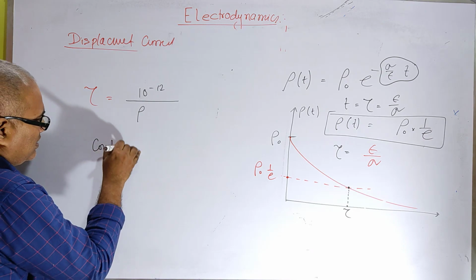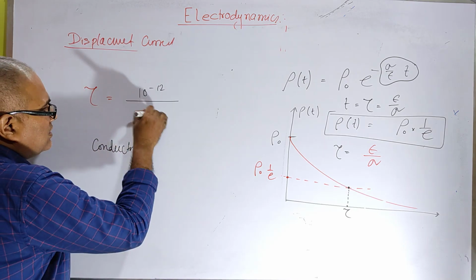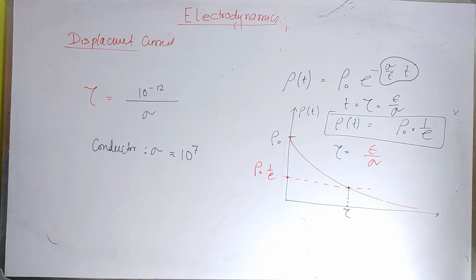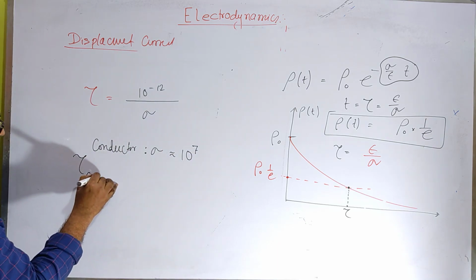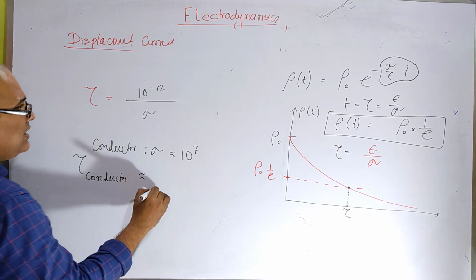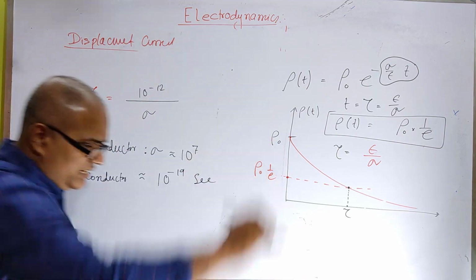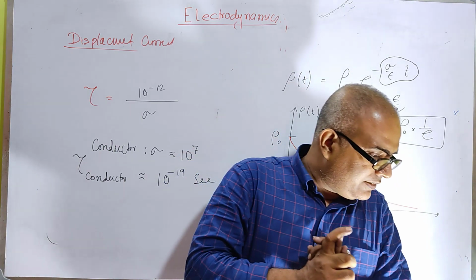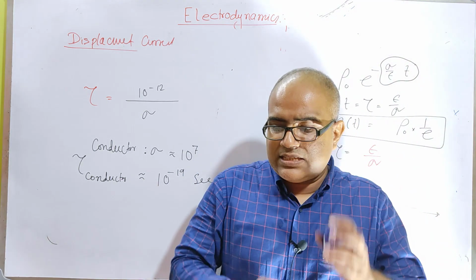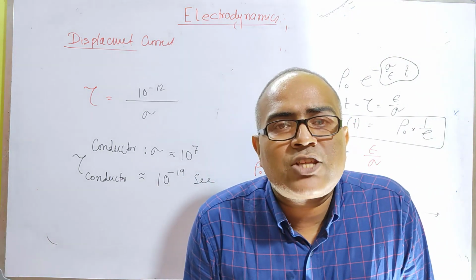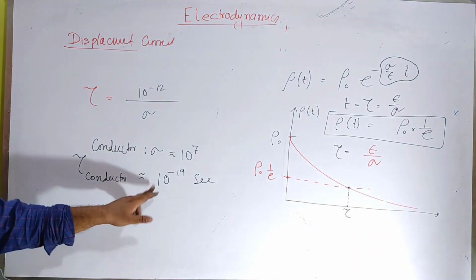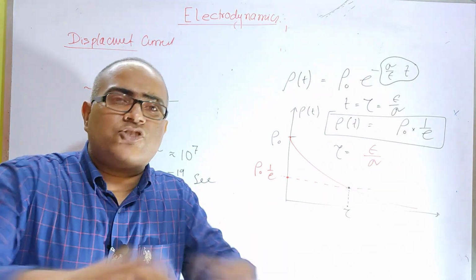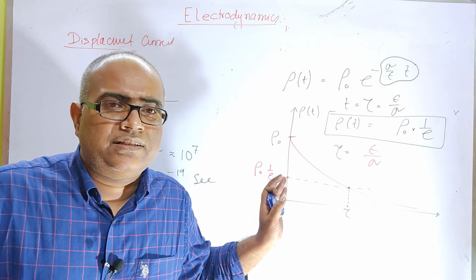For a conductor, the conductivity is of the order 10 to the power 7. So tau c for a conductor will be 10 to the power minus 19 second. So if you have some conductor like this, and if you put some charge inside it, this charge will decay with a rapidity of the order 10 to the power minus 19 second, immediately. So the charge will just decay from the volume of the conductor.